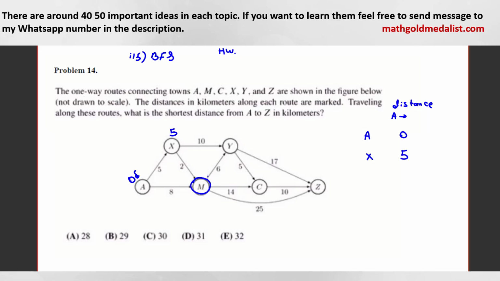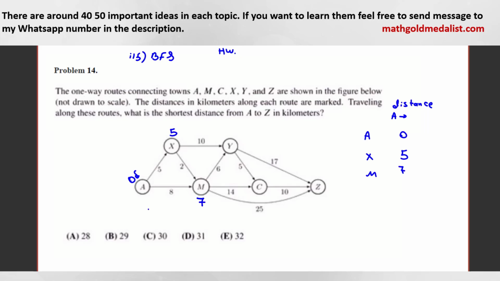Then for M, what are the choices for going to M? From here and here. We should check both of them to select the minimum. If we go from here, it will be 5 plus 2, 7. If we go from here, 0 plus 8, 8. Which of them is smaller? 7, 5 plus 2. So M is 7.